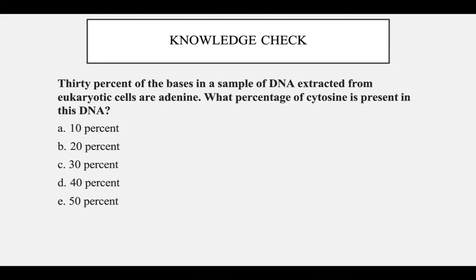So 30% of the bases extracted are adenine. What percentage of cytosine is in this DNA? We know that adenine is equal to thymine. So if 30% is adenine, that means 30% is thymine. That's 60%. You have 40% left of guanine and cytosine. 40% divided by 2 is 20%. So the correct answer is B. Yup, 20. Good job.